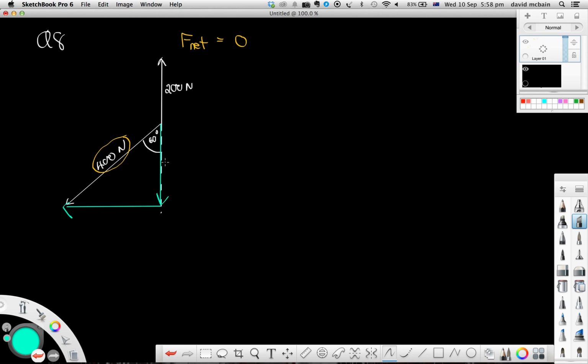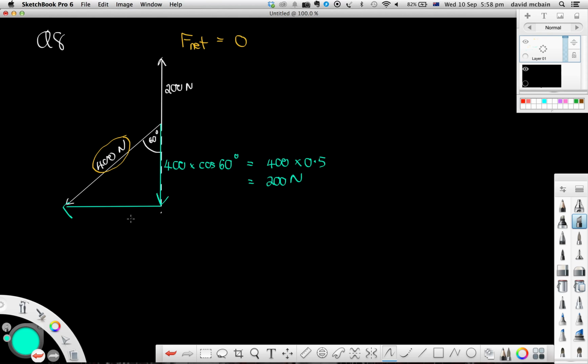This is going to be the cos of 60 times 400, and that's just another trigonometric problem, of course. So it'll be 400 times the cos of 60, and the cos of 60, if you know your maths, is the same as the sine of 30, which is 0.5. So that will equal 400 multiplied by 0.5, which is 200. So that's 200 newtons there.